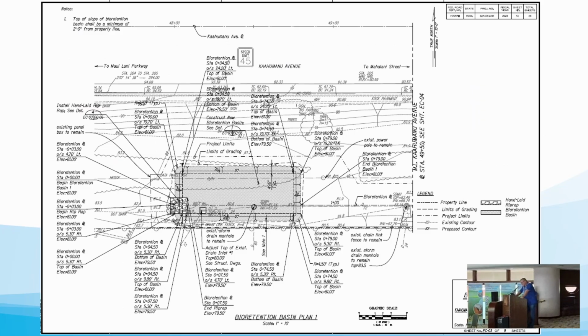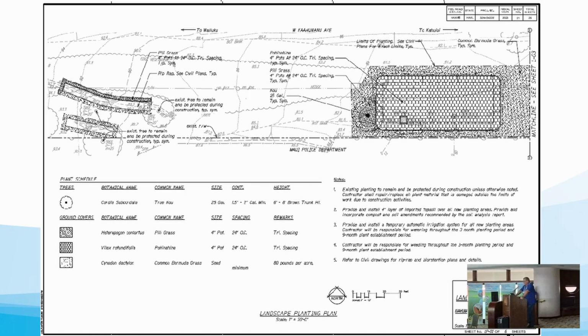Here's the original plan view of bioretention. The landscape design includes pili grass around the new kou tree, pohinahina in the basin interiors, and Bermuda grass wrapping the perimeter.